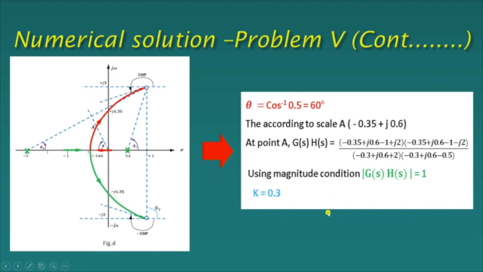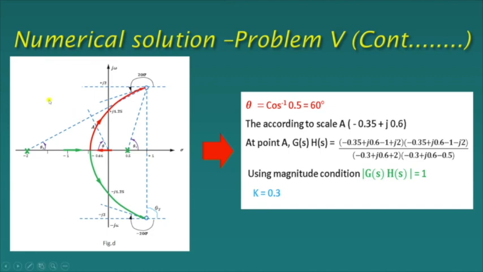The question is to find k when the damping ratio is equal to 0.5. That means the damping ratio is given as 0.5. So theta is equal to cos inverse 0.5, which is equal to 60 degrees. Then draw the 60 degree line from the negative real axis in the clockwise direction.